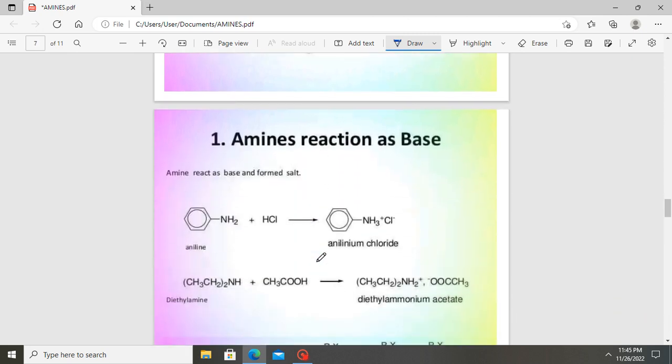So here, the reactions of amines are very simple. Amines have lone pairs on them, so they can easily abstract a hydrogen from an acid to exist as an anilinium chloride, or say an aminium ion.